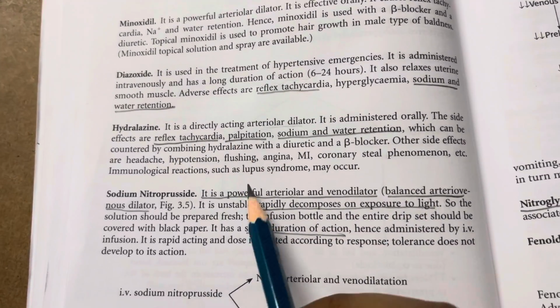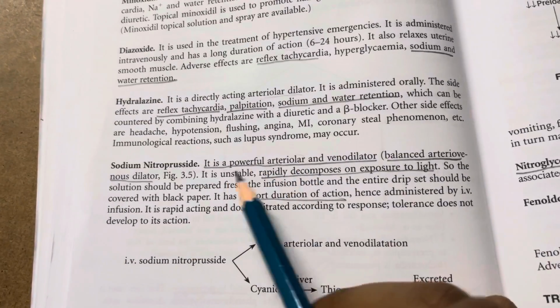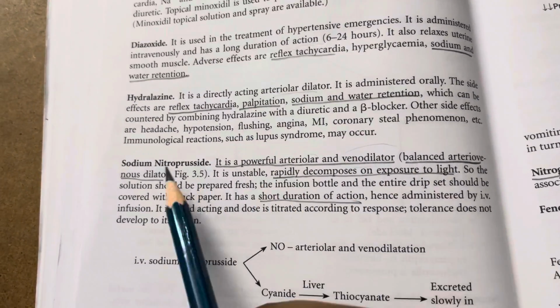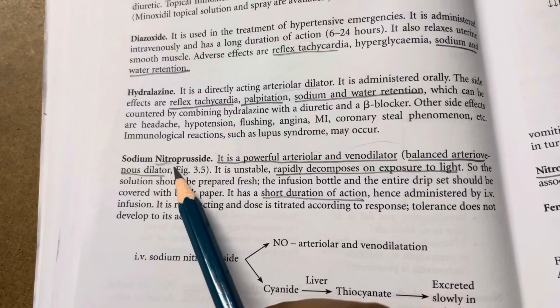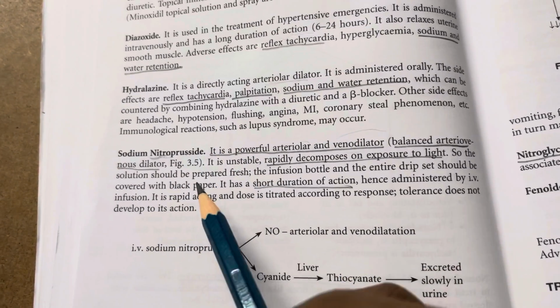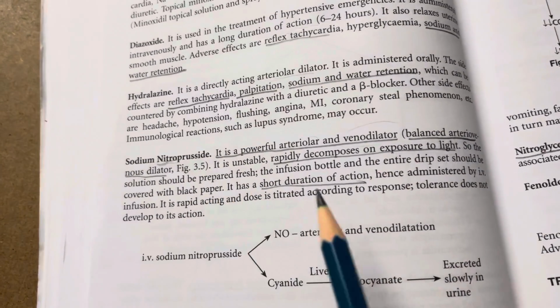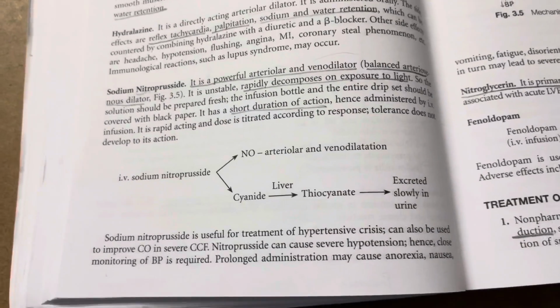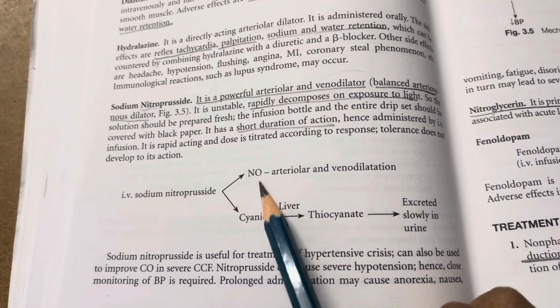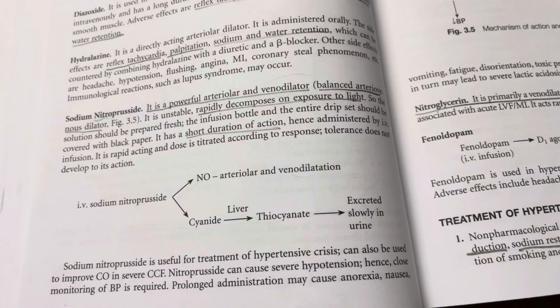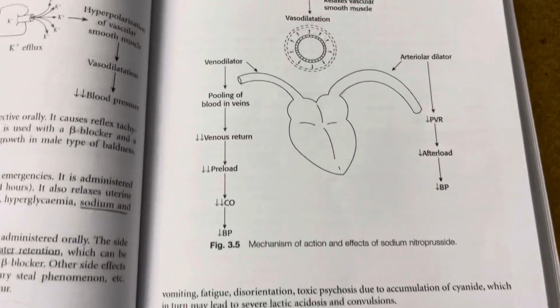Reflex tachycardia again. Sodium nitroprusside is both a powerful arteriolar dilator and venodilator. Nitroprusside is active in the dark, so it should be kept in a dark bottle. Sunlight destroys it. It has a short duration of action. It releases nitrates, and that is how it is used.